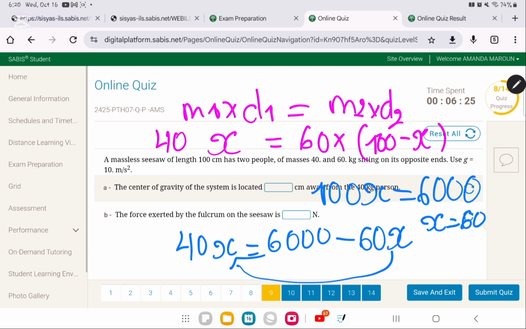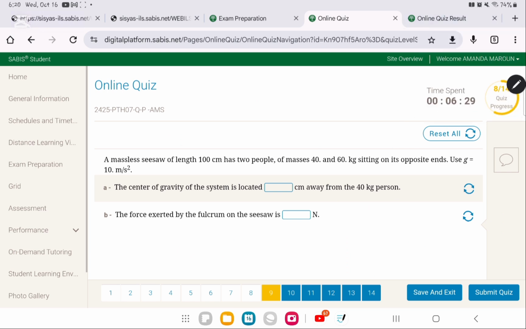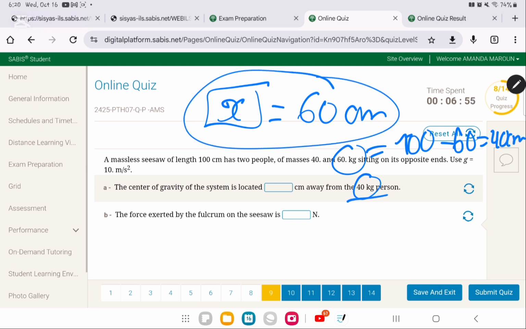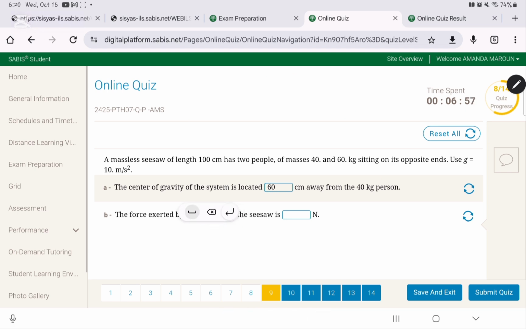So the distance is what? 60 centimeters. So the center of gravity is located 60 centimeters away from the 40 kg person. We found x. The center of gravity from the 40 kg person is what? 60 centimeters. But if they asked you from the 60 kg person, it will be 100 minus 60, which is 40 centimeters. But they asked us for the 40 kg person, so it is x, which is 60 centimeters.